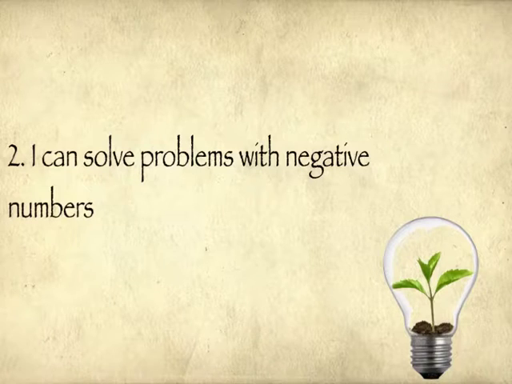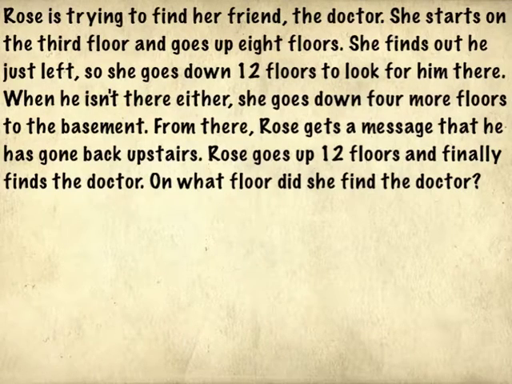Let's take a quick review of how to solve problems with negative numbers now. Rose is trying to find her friend the doctor. She starts on the 3rd floor and goes up 8 floors. She finds out he just left, so she goes down 12 floors to look for him there. When he isn't there either, she goes down 4 more floors to the basement. From there, Rose gets a message that he has gone back upstairs. Rose goes up 12 floors and finally finds the doctor. On what floor did she find the doctor?